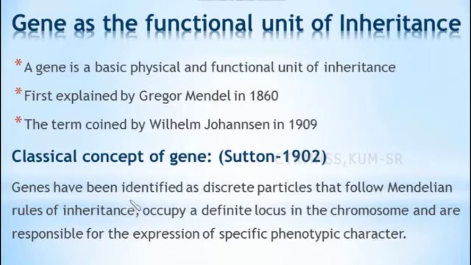So, according to Sutton, he explains that it is a discrete particle that follows Mendelian rules of inheritance. Because Gregor Mendel is called the father of genetics, he was the first person to know about inheritance, that is, certain factors are inherited from one generation to the next generation and carry a particular trait.